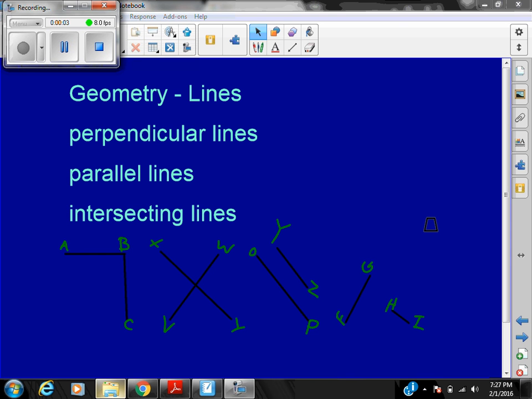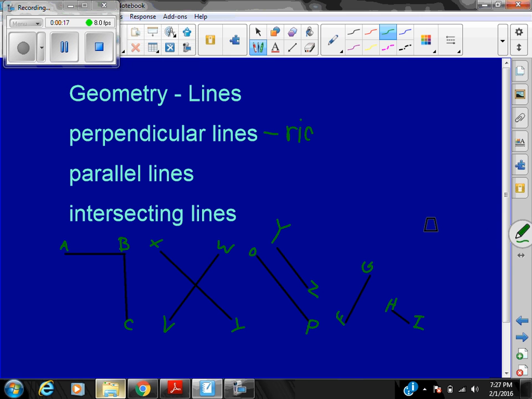Geometry, lines. So we're talking about three types of lines today: perpendicular lines, parallel lines, intersecting lines. Perpendicular lines are lines that form a right angle. And because they form a right angle, they make 90 degrees when you measure it with a protractor.